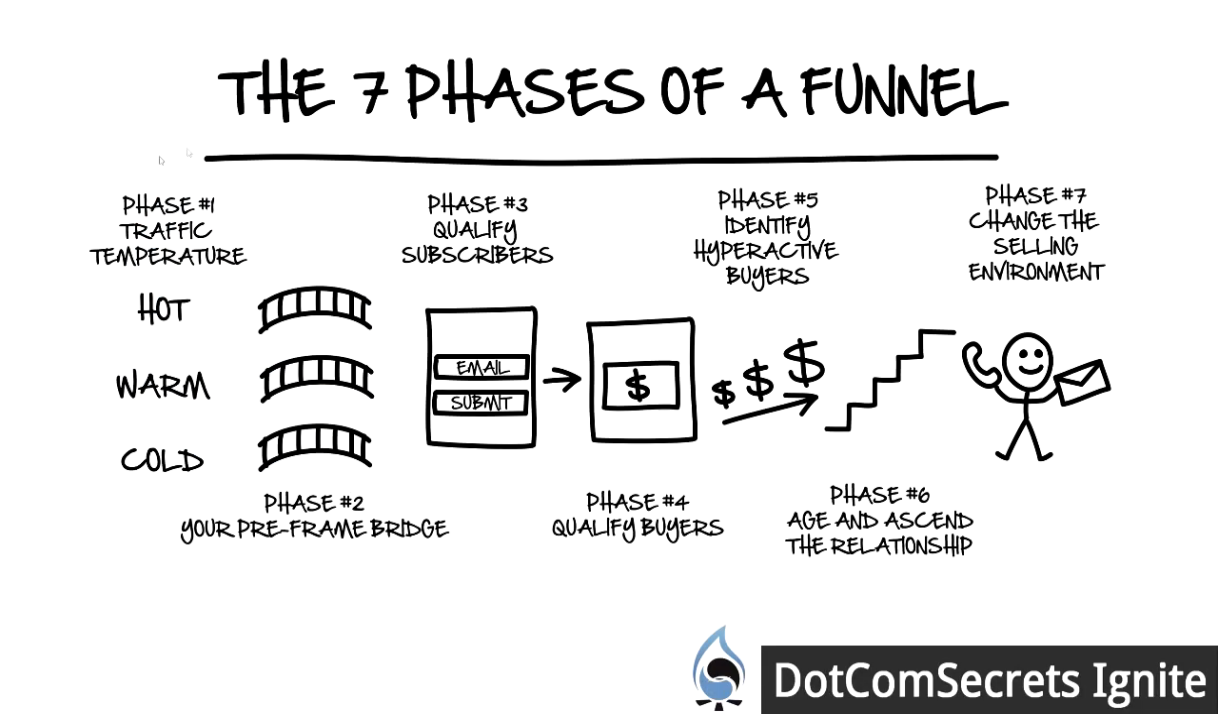Okay. All right. So let me come back to this. Okay. So phase one is traffic temperature. Understanding this ad that I'm placing out here, where's it at? Is it to my own list? If it's my own list, I'm going to communicate differently versus my joint venture partner's warm list or cold Facebook ads or cold Google PPC ads, right? Okay, so that's the first step, is understanding my traffic. Now, my second phase is what I call the pre-frame bridge. Okay, this is the frame that somebody enters your website in.